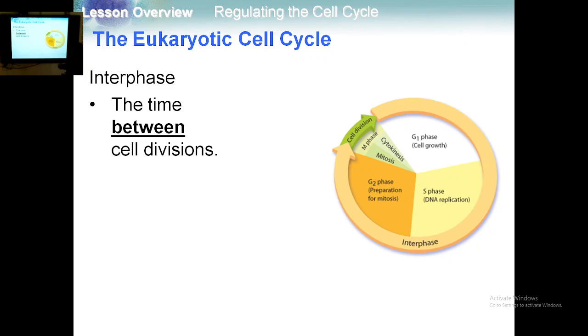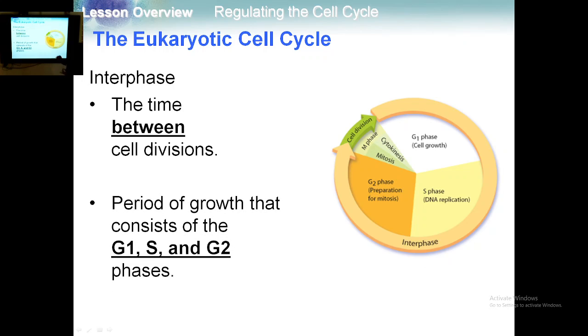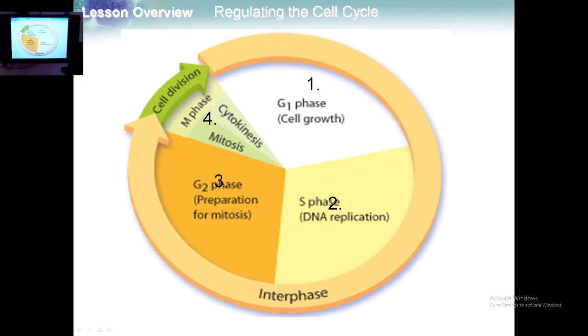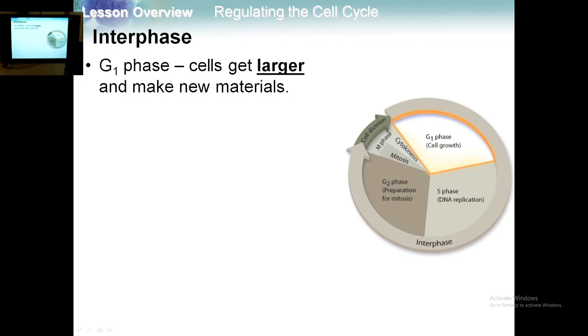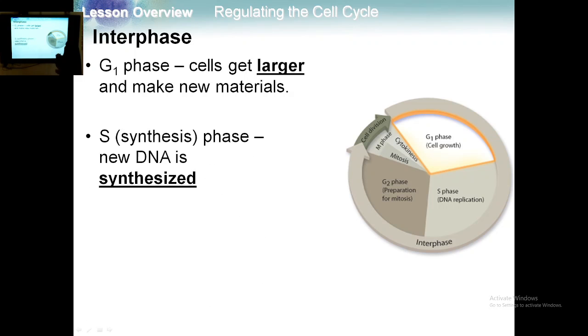So we have interphase, which is the time between cell divisions, and it has G1, S, and G2 phases. As you can see here, G1, S, G2 phases, and we have the cell division, the M phase. Let's study the interphase starting from the G1 phase. In the G1 phase, the cells get larger, so the cell will grow. It gets larger and makes new materials. There are many materials needed by the cell, so it will grow in this phase.